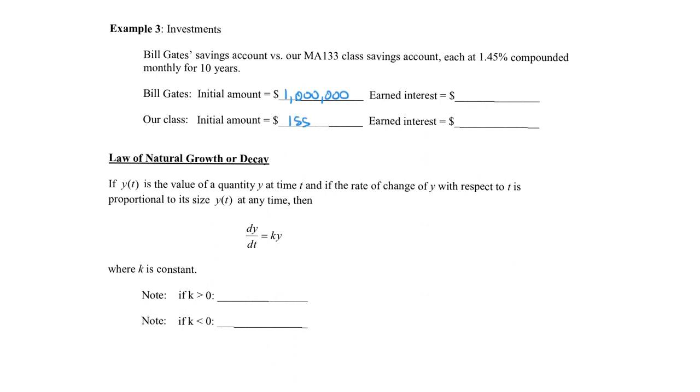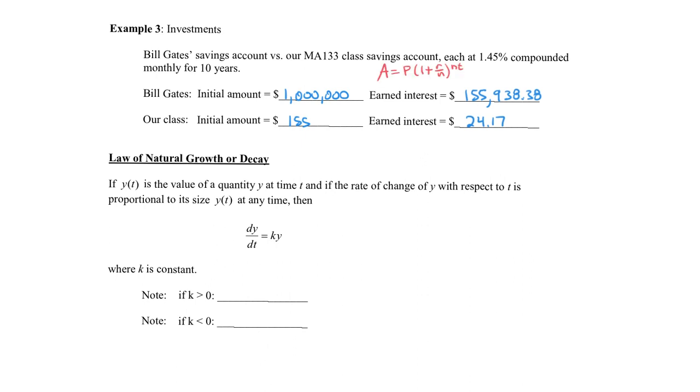Well, at the end of the 10-year period, Bill Gates will have earned some interest in the amount of $155,938.38. And you could calculate that just using the compound interest formula. Our class, on the other hand, won't fare quite so well, but we will have earned $24.17 in that same 10-year time period.